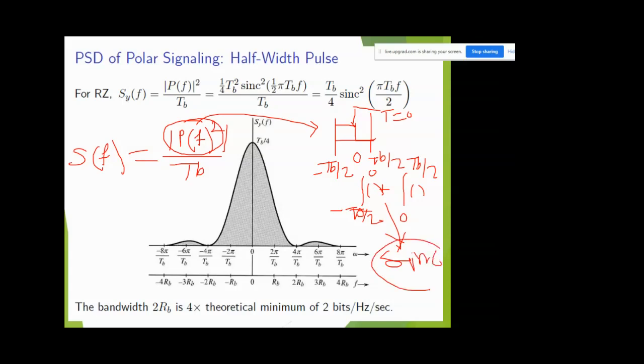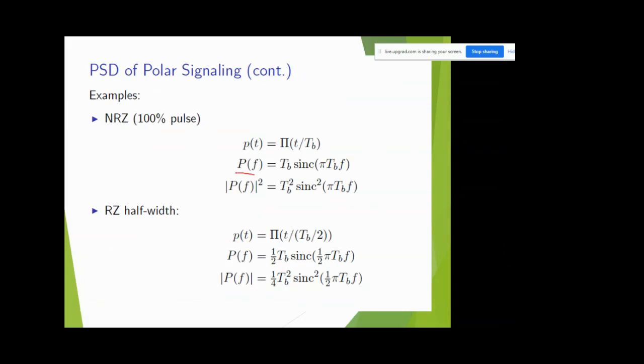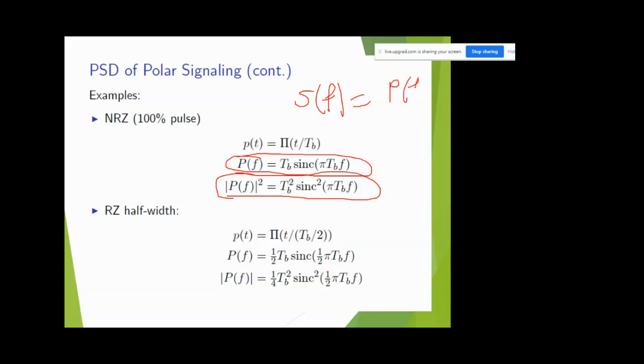Which function will we get? Sinc function. As you can see here, this is the type of function we will get after solving that integration. After that, we have to take the square of the Fourier transform of that pulse. In the common format, S of f is equal to P of f whole square divided by Tb. So here we have to put this value.